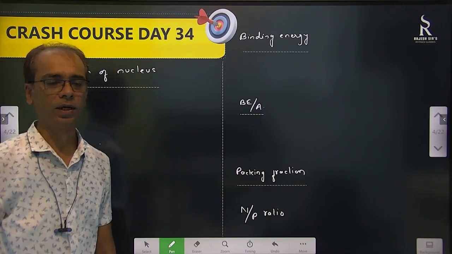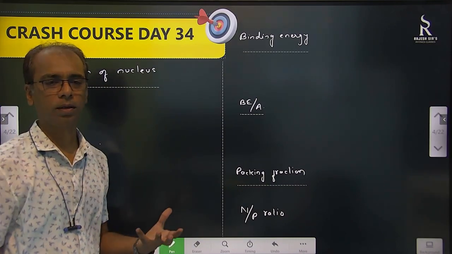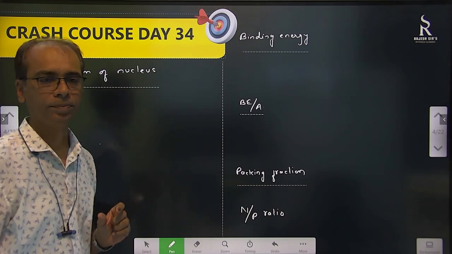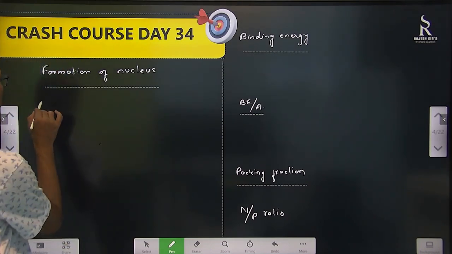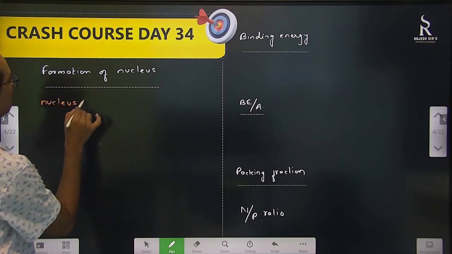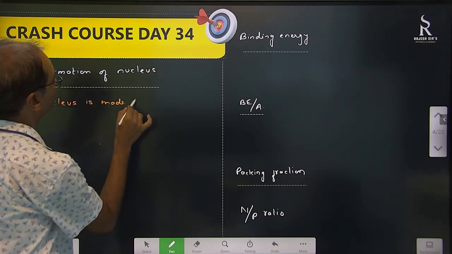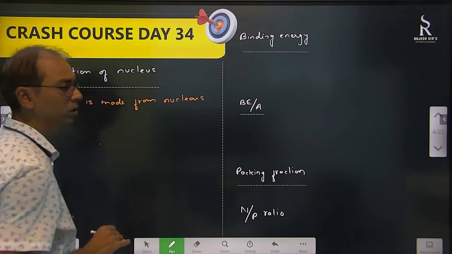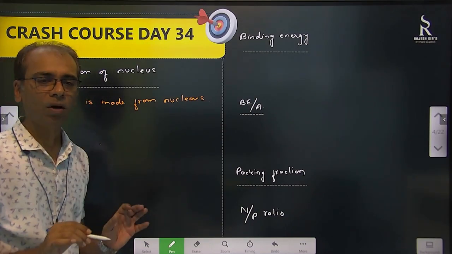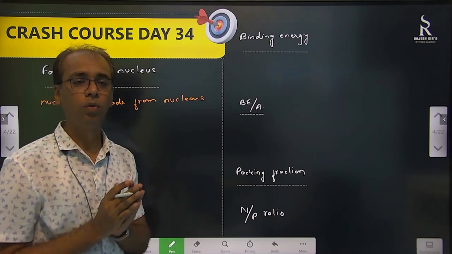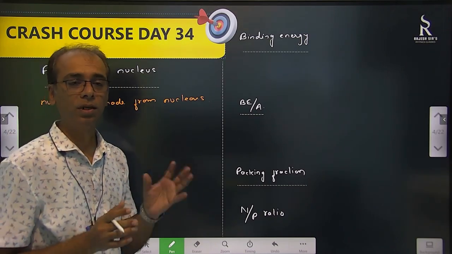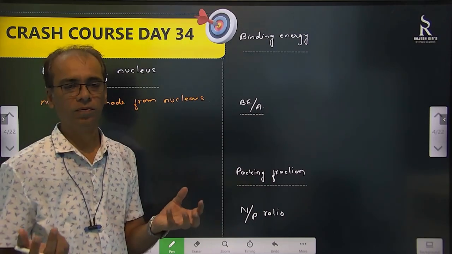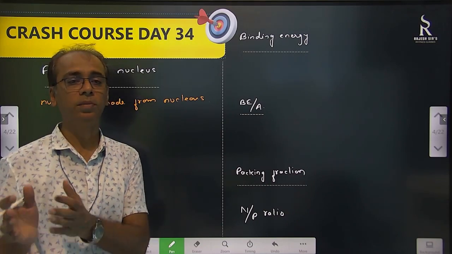Next is the formation of the nucleus. Inside the nucleus are neutrons and protons, which together we call nucleons. The nucleus is made from nucleons. But what is observed is that the mass of the nucleus is actually less than the mass of the nucleons. If you add the mass of neutrons and protons and compare with the mass of the nucleus, you will find the mass of the nucleus is less.